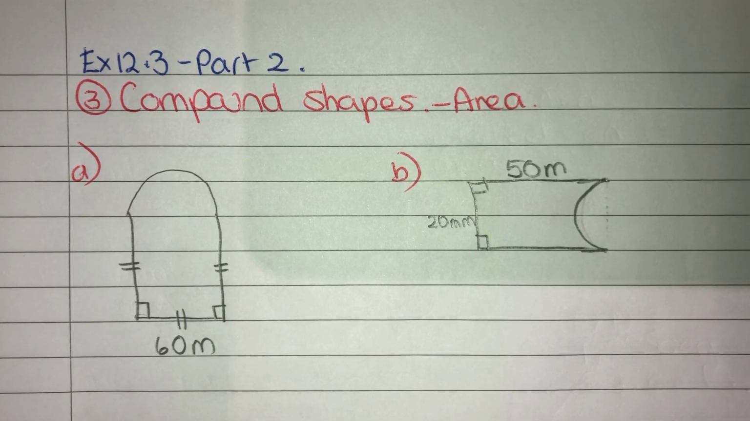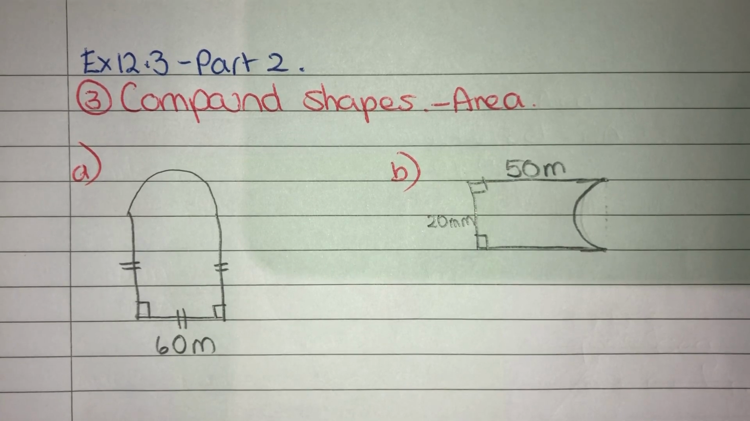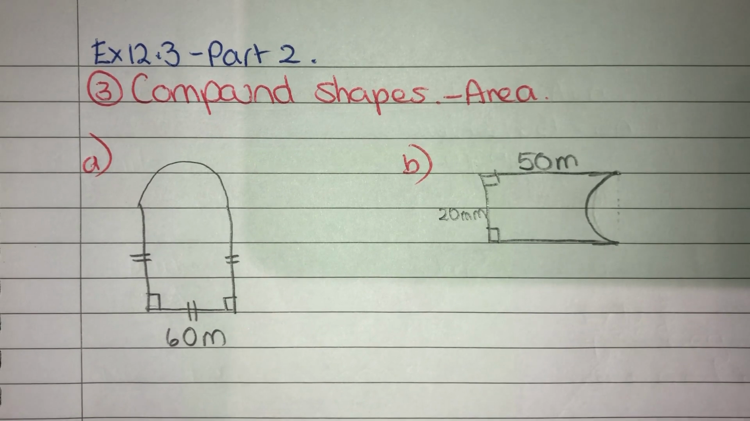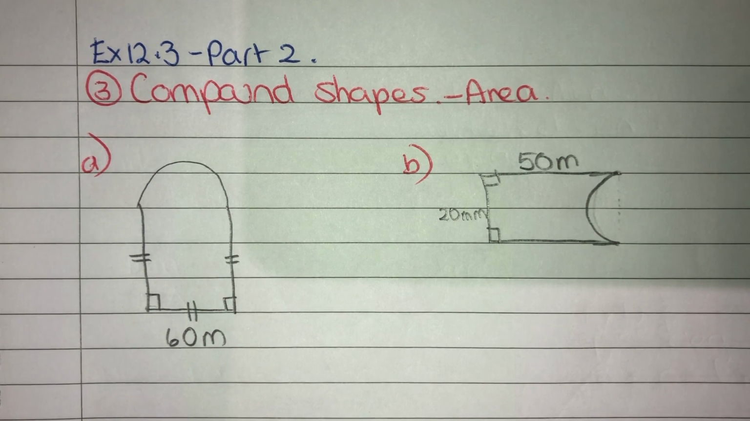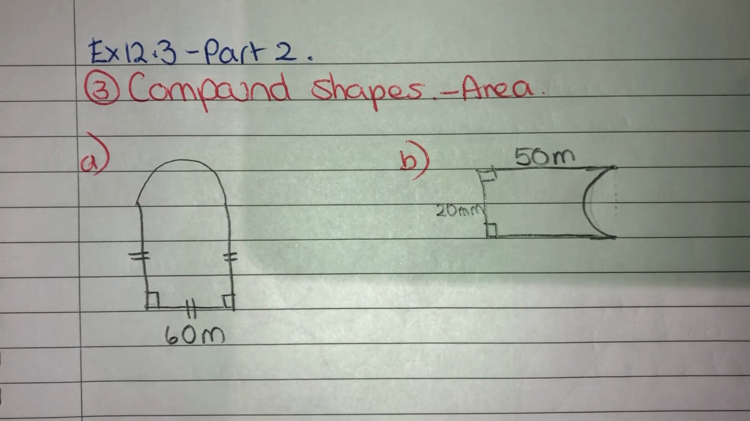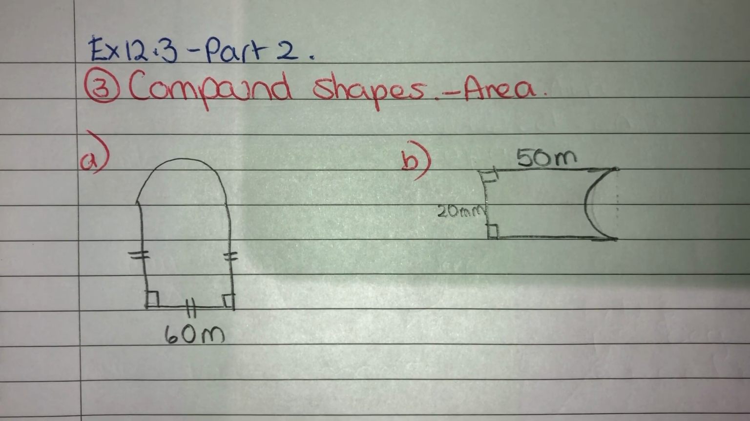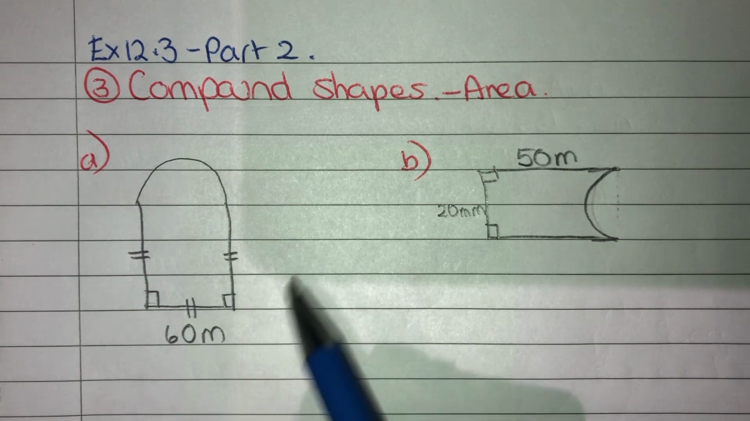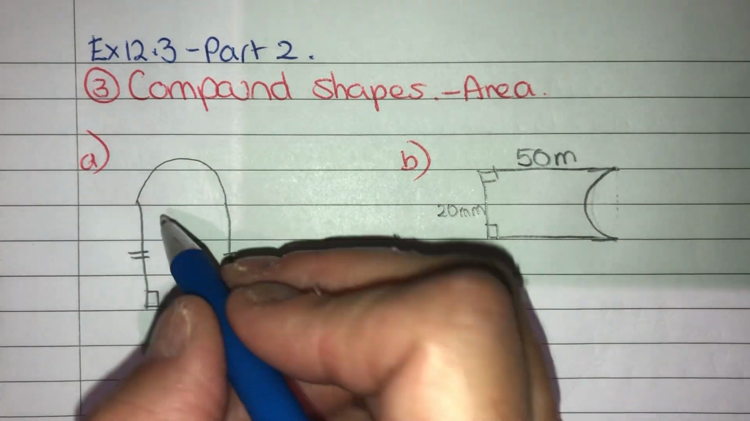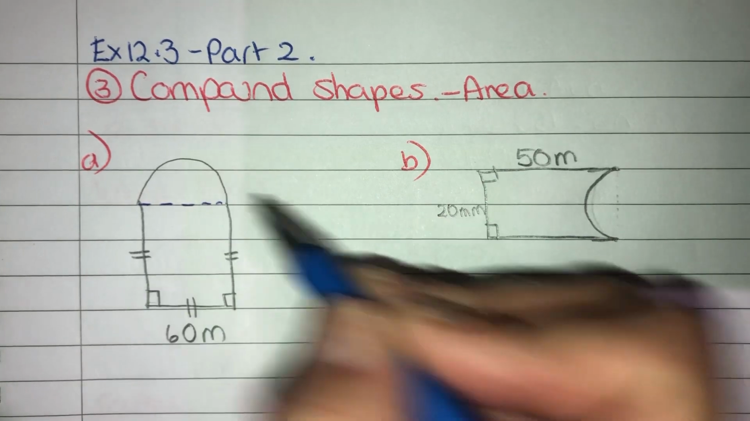All right, so we're still on 12.3, and hopefully by now you've done some area questions like you've done in previous years. The second part of 12.3 is when you have two shapes together, and these are called compound shapes. And all you do is find the area of both of the shapes individually, and then you add up the two to give you the total area. So you need to familiarise yourself with shapes, which you would have done by now, so that when you see something like this, you can work out what they are.